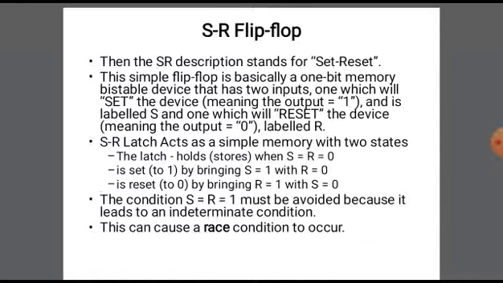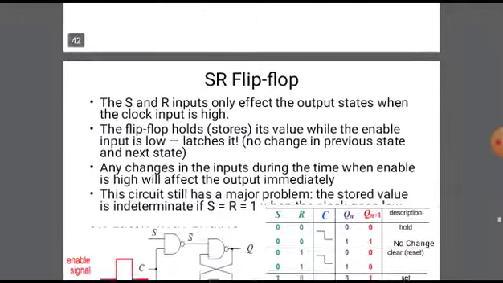So the 0 0 input is the no change mode, but the 1 0 input, the output is 1, then the 0 1 input, the output is 0, and when both the inputs are 1 1, this is called a race condition. That means we can't predict the output, the internal diagram does not give you a definite type of output.